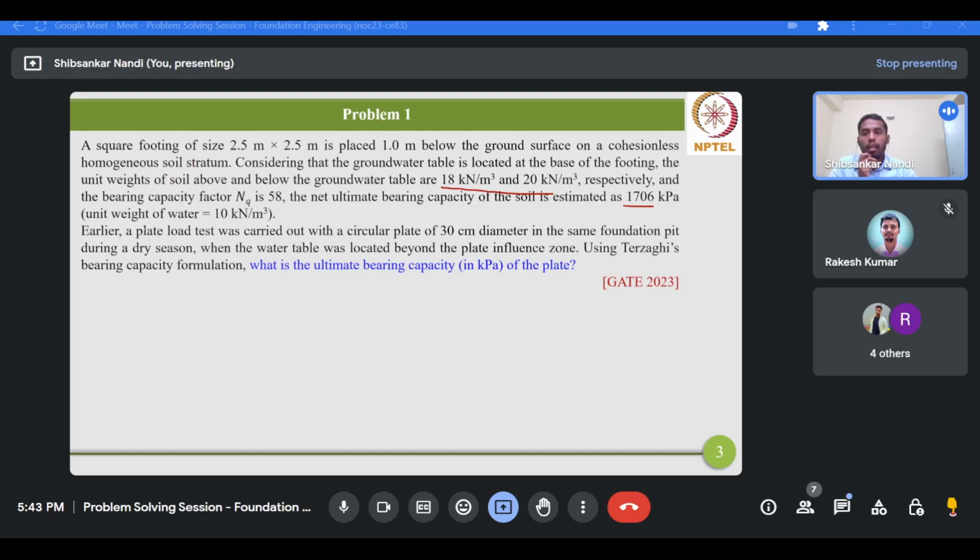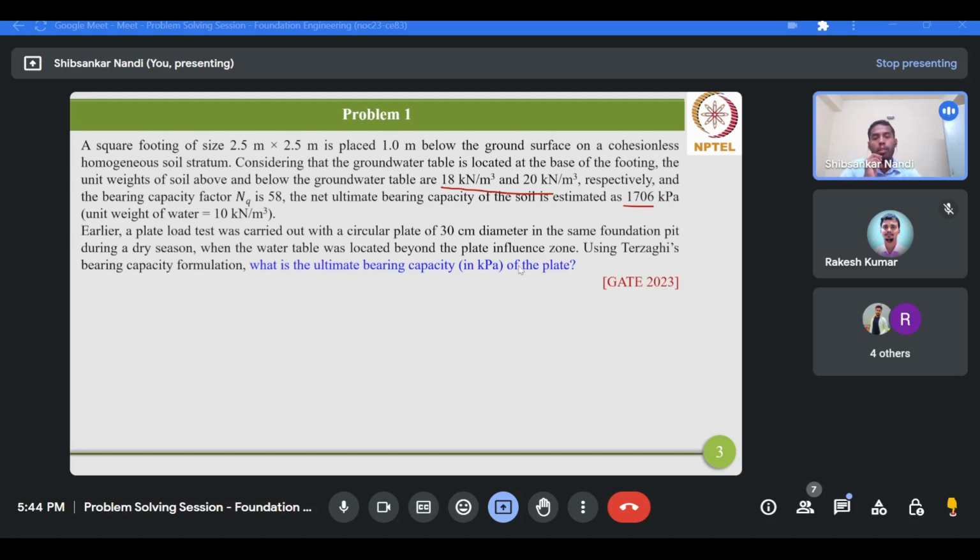Now earlier, a plate load test was carried out with a circular plate of 30 cm diameter in the same foundation pit during a dry season, when the water table was located beyond the plate influence zone. Using Terzaghi's bearing capacity formulation, what is the ultimate bearing capacity of the plate? Now this is somehow a reverse scenario.